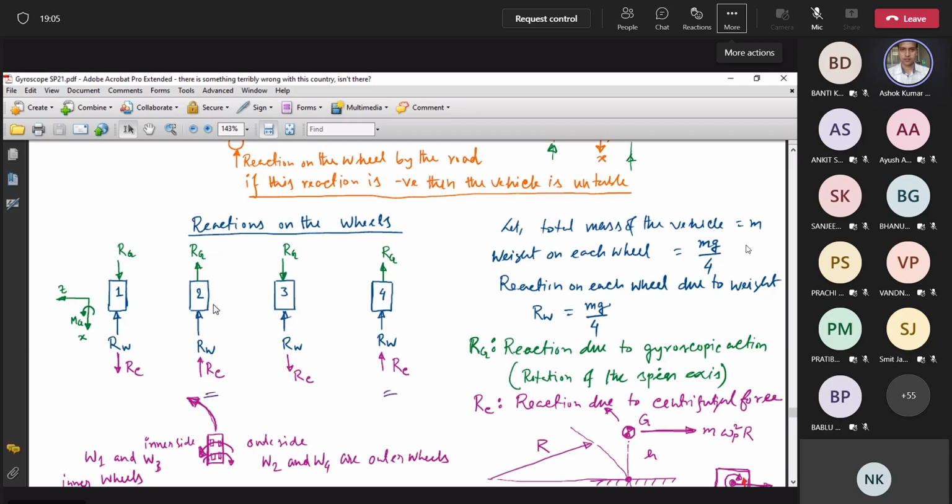Are you okay with this? The directions of RG? Hello?